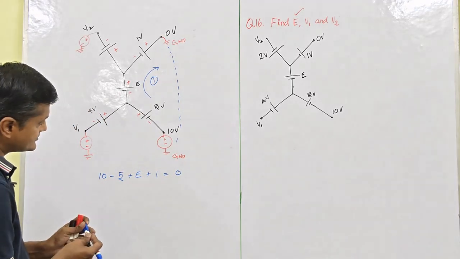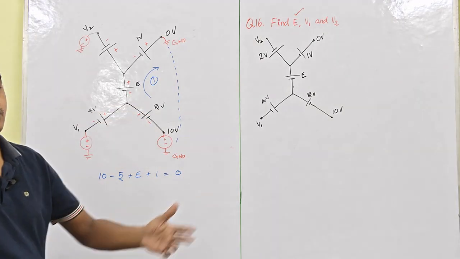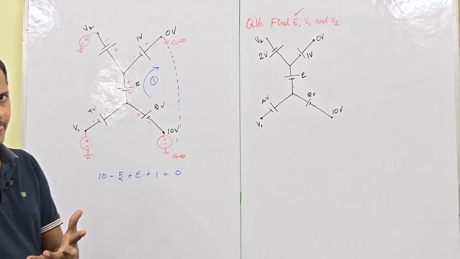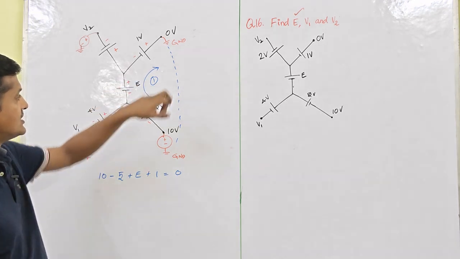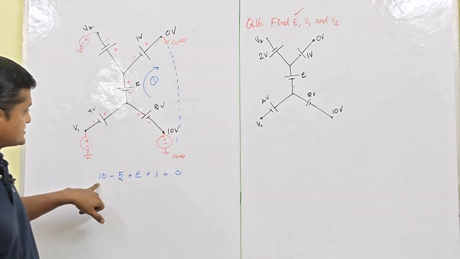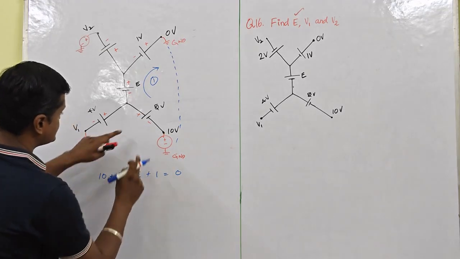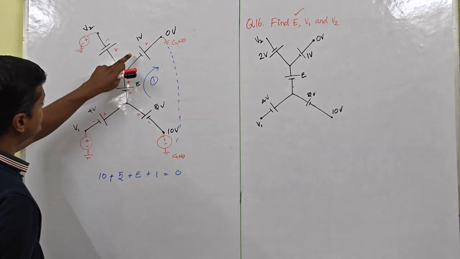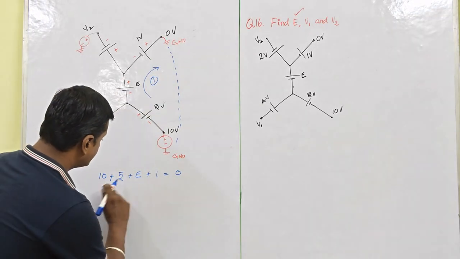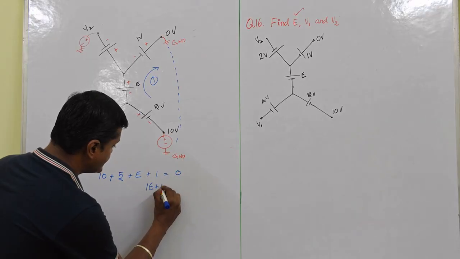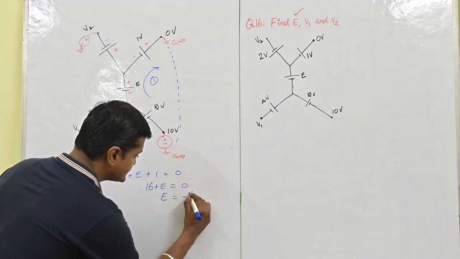Understand all the things here? This is plus. So always we are taking the current leaving at the polarity, assuming for the equation. So plus 10 volt, minus 5 volt, plus E, plus 1, that is equal to 0. So what is the value now? 10 plus 5, 16, plus E equal to 0. What is the value of E? E equal to minus 16 volt.